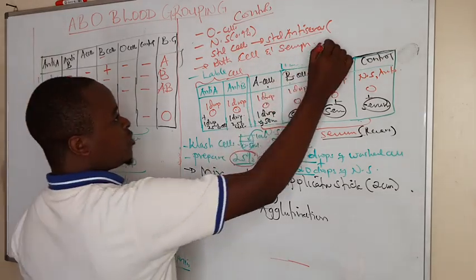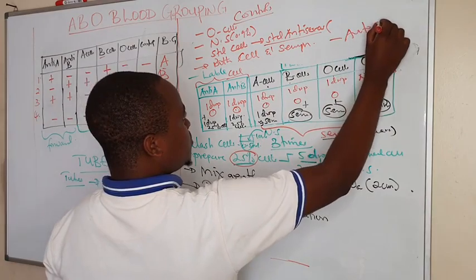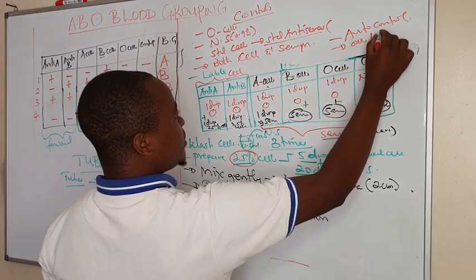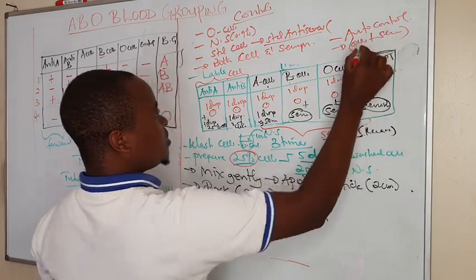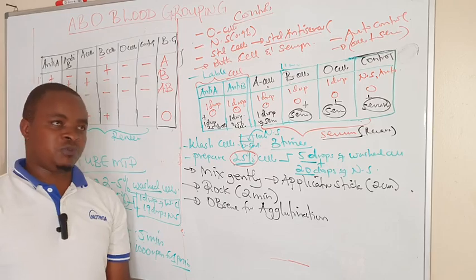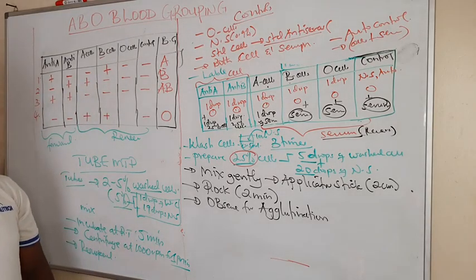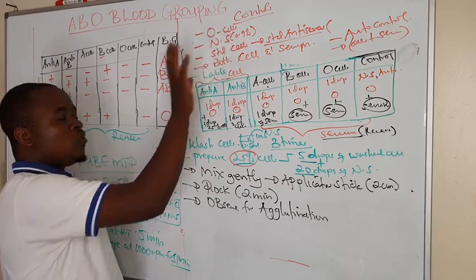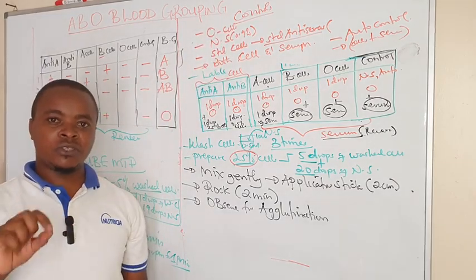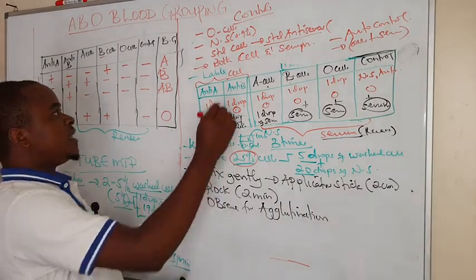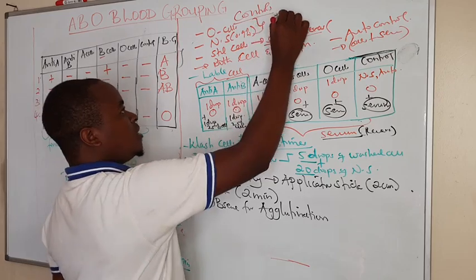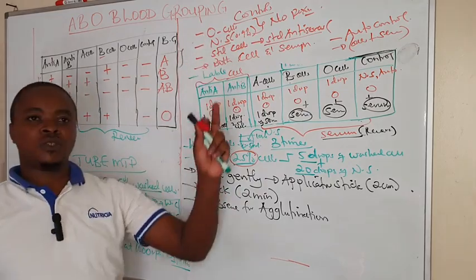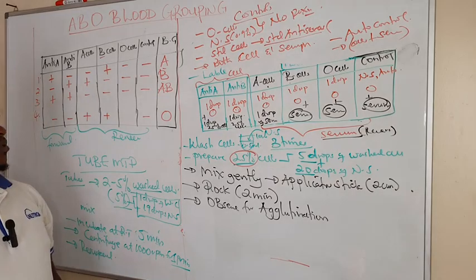Then we also have what we call autocontrol. Autocontrol is whereby you get cells from the same patient and react them with the serum of the same patient. Here we are ruling out autoantibodies which may react. So these are the controls we use in blood grouping. O cells are always negative because they don't have antigens, so there is always no reaction when you use them. It's the same with normal saline: it has no antigens, so there is no reaction.